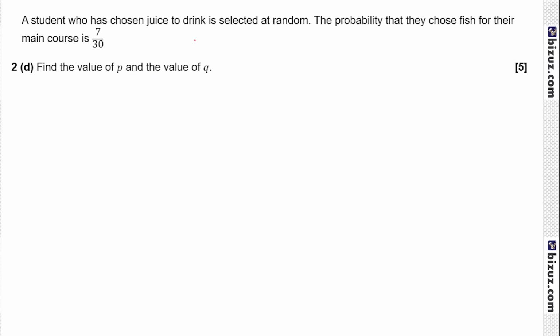A student who has chosen juice to drink is selected at random. The probability that they chose fish for their main course is 7 by 30. So it's already given that the student chose juice. All right, so we are given J. And so the probability that they chose fish, given that they chose juice, is 7 by 30. So this is what they're trying to tell us: the probability of F given J is equal to 7 by 30.